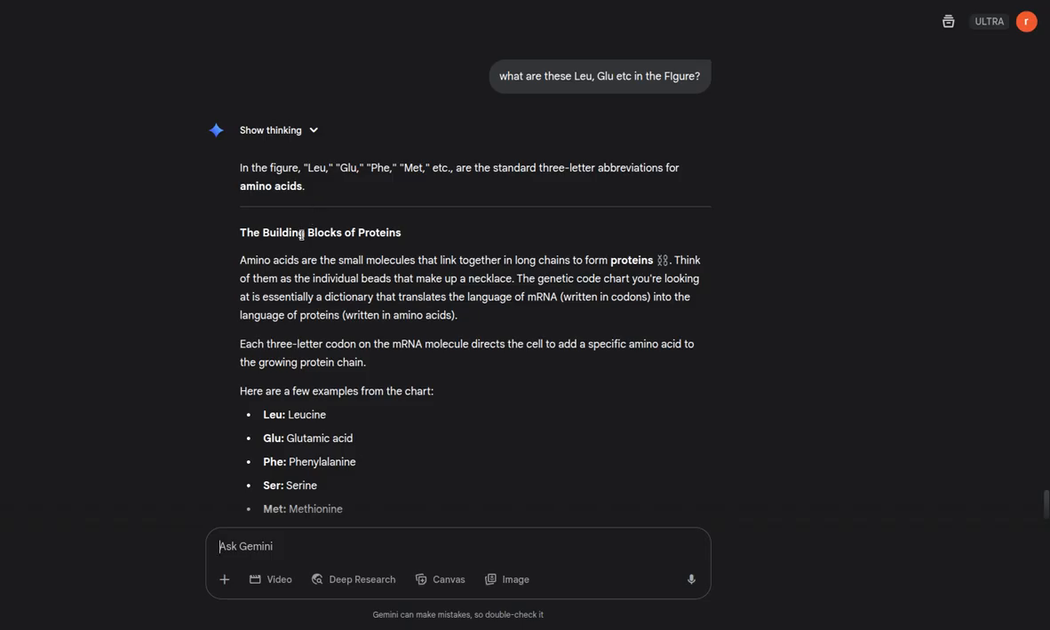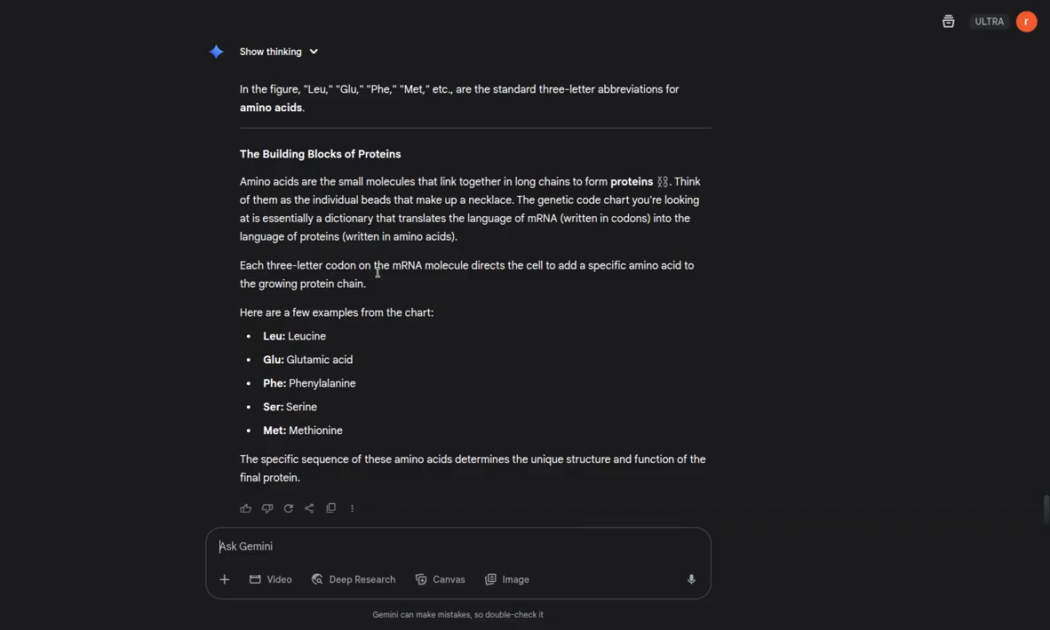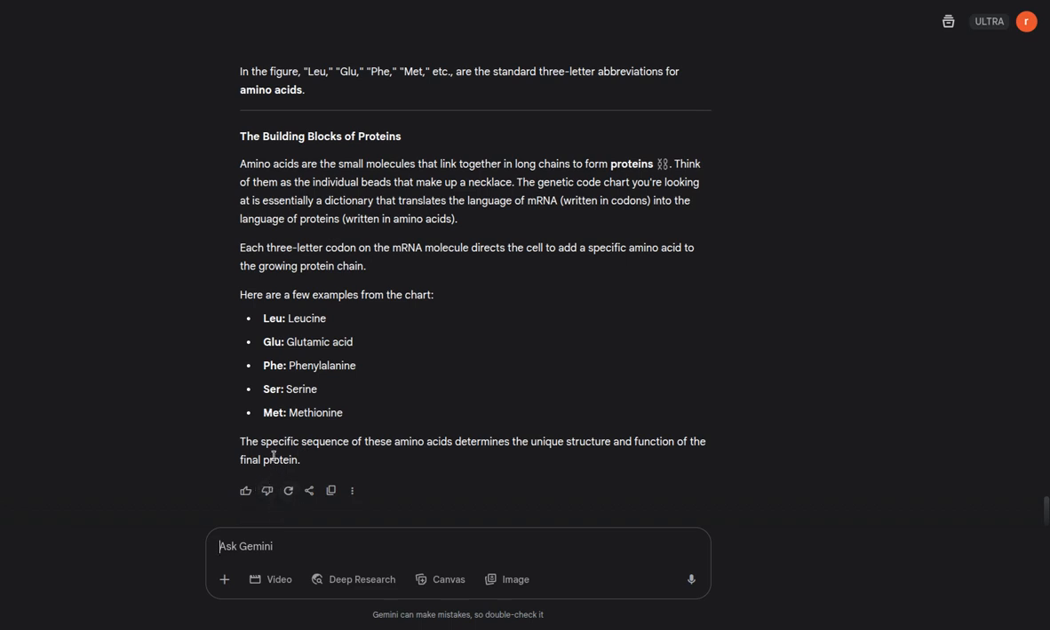These are the building blocks of the protein. Amino acids are small molecules that link together in long chains to form proteins. Think of them as individual beads. The genetic code chart you are looking at is essentially a dictionary that translates the language of mRNA, written in codons, into the language of protein. Each three-letter codon on the mRNA molecule directs the cell to add a specific amino acid to the growing protein chain. Here are a few examples from the chart: LEU is leucine, GLU is glutamic acid, PHE is phenylalanine, SER is serine, MET is methionine. Okay, understood. The specific sequence of these amino acids determines the unique structure and function of the final protein.